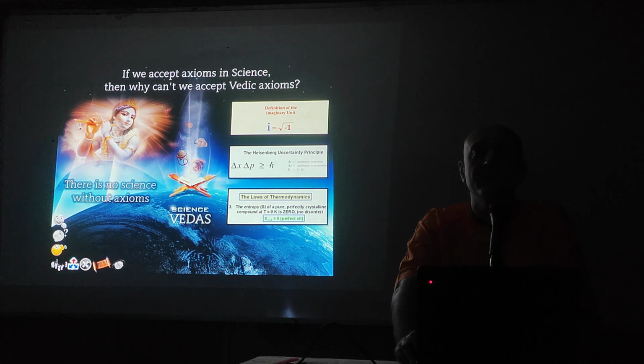So many times we come across Vedic statements that we may not directly be able to verify. But that's what the axioms are. Because what is our position to verify?